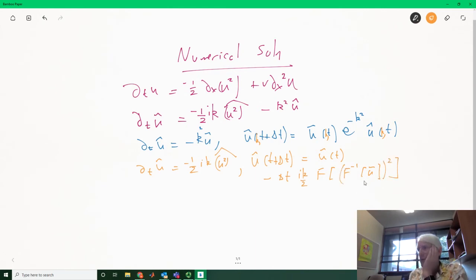So you're time stepping in Fourier space, but you inverse Fourier transform, square it, Fourier transform it again, multiply it by ik, and then time step by that amount. And then you've got the solution. As simple as that. Let me just talk a little bit to the notes.